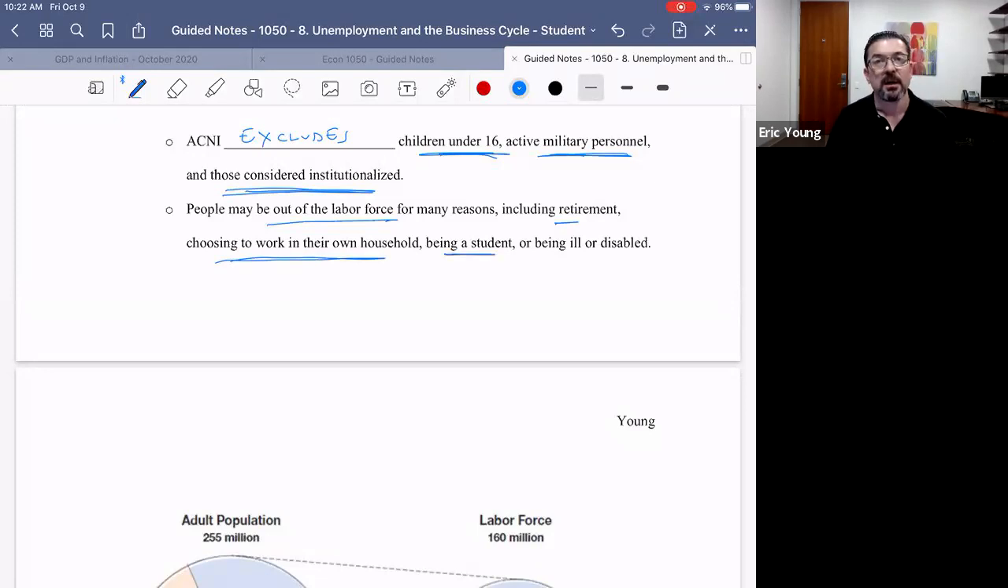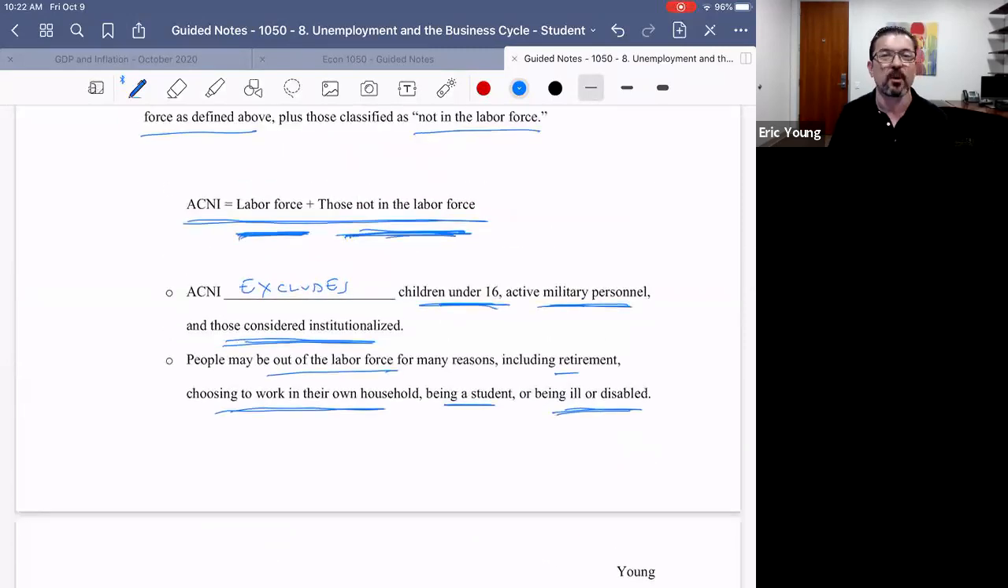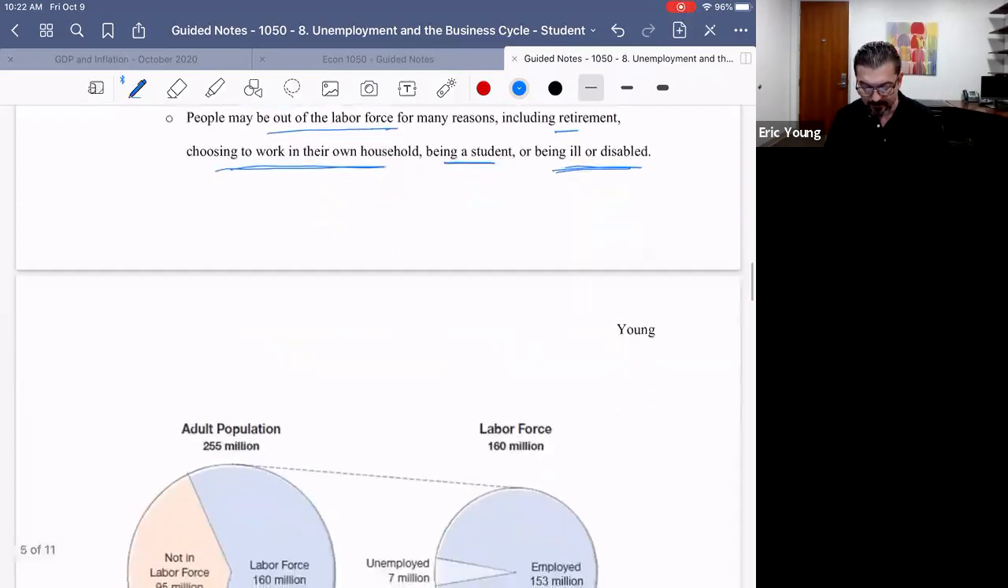Being a student, if you're a full-time or even a part-time student, and as a result of that, you don't want to work, and being ill or disabled. So there's a lot of reasons why people will voluntarily, or sometimes involuntarily, if you're ill or disabled, choose to not be in the labor force. The idea of not in the labor force, therefore, needs to be looked at not so much in a judgmental way, but just to look at different motivations. But when you have all those reasons in, you get this group not in the labor force. That group, combined with those in the labor force, is your ACNI.